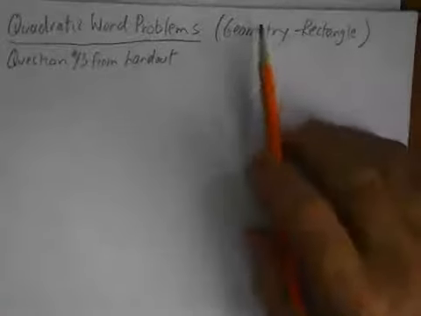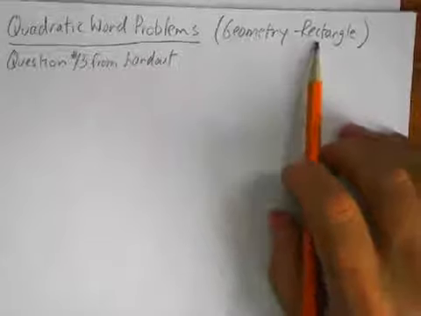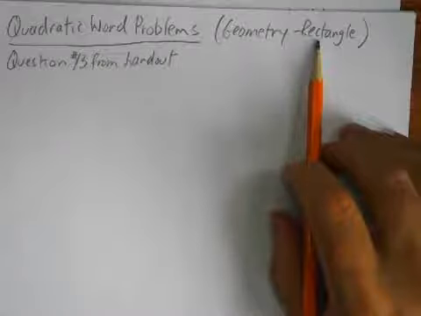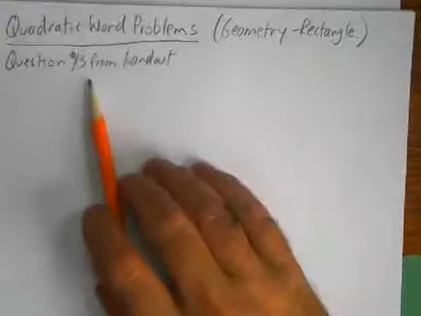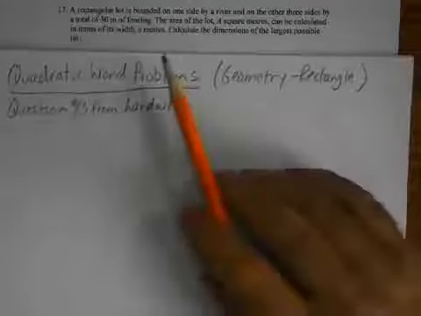We're going to do another type of quadratic word problem. This time we're looking at a geometry type question using a rectangle. These are actually quite common questions. You'll see a few of these in the handout besides the one we're doing. I'm going to take question 13 from the handout, which is right here.